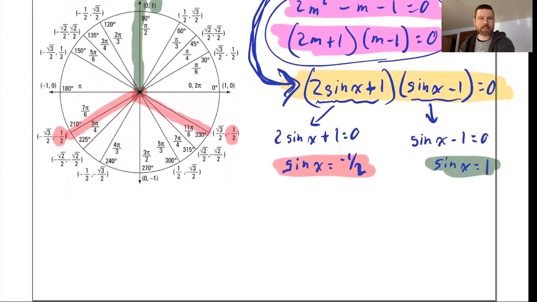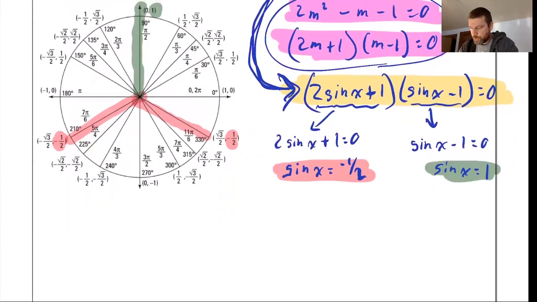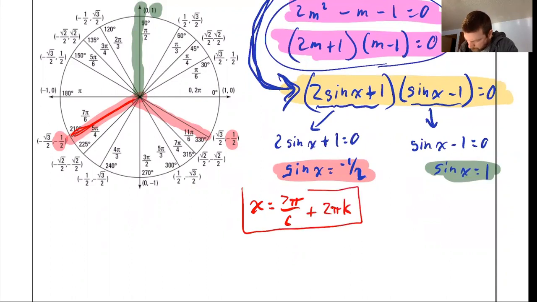There are 3 sets of infinite solutions. So from this one on the left, I'm going to write that in red just to color code it. X could be this angle, which is 7 pi over 6 plus 2 pi k. Or it could have been this angle, 11 pi over 6 plus 2 pi k.